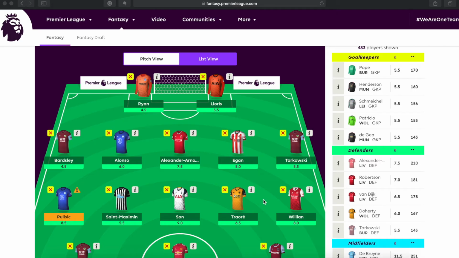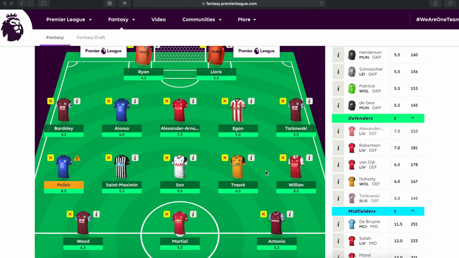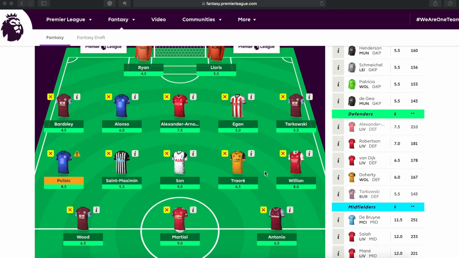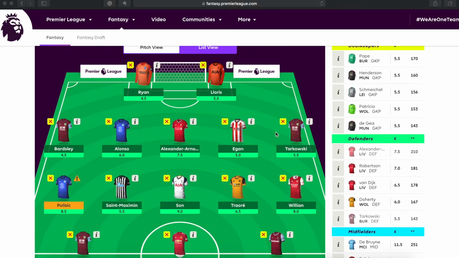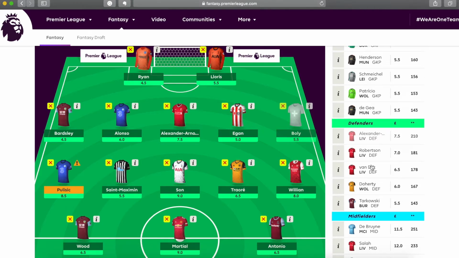For those of you who don't know how Fantasy Premier League works, you get to pick a team of 15 players, 11 play each week, there's a set number for each position, and at the end of the week you can make one transfer. So you can take out a player and put in another one.